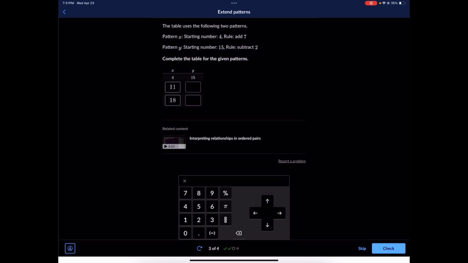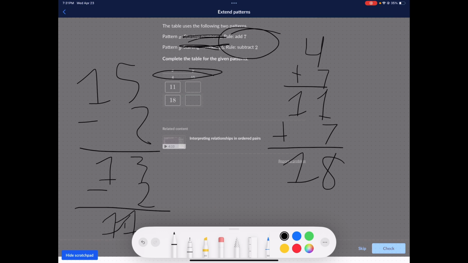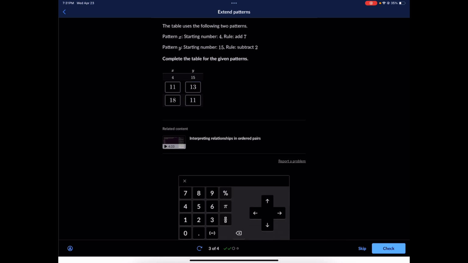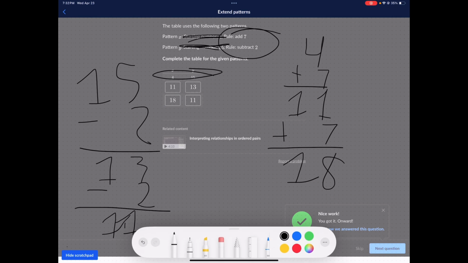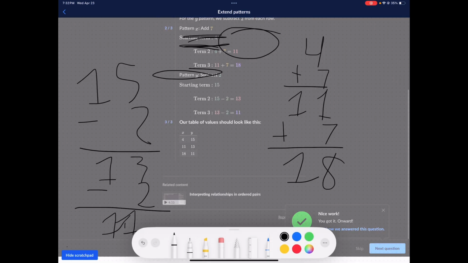So now we have 15 and we subtract it by 2. So then we do 13, and then we subtract it by 2, and what do we get? 11. So we have 13 and 11. So very, very good. You guys are doing amazing. I love you guys. So let's check it. And good. Let's do this. We got that. Yep, we got our pattern. So we got that right. Good job. Here's the video.